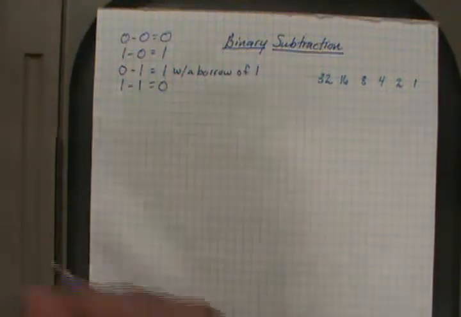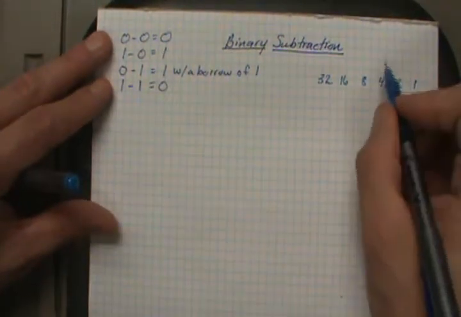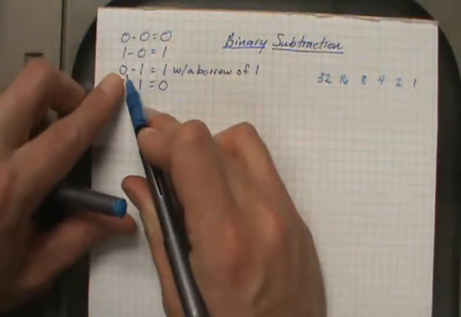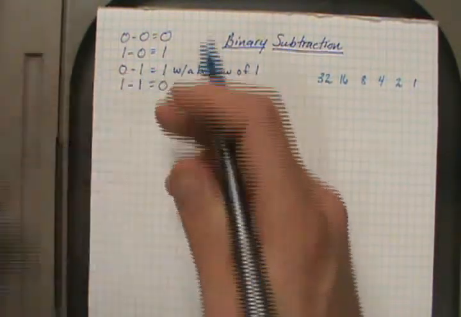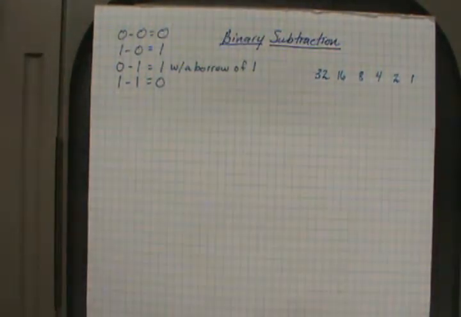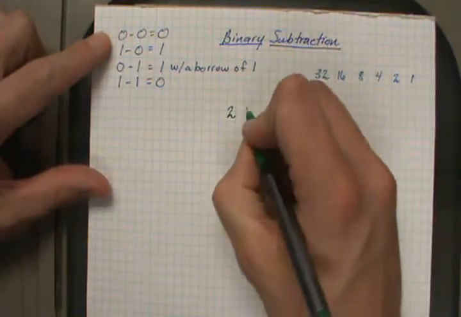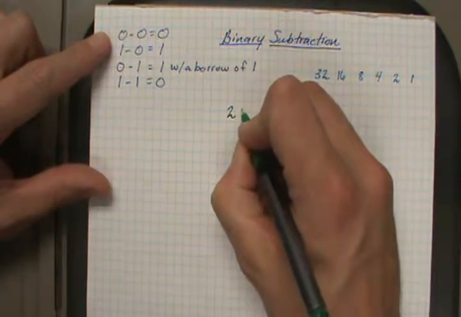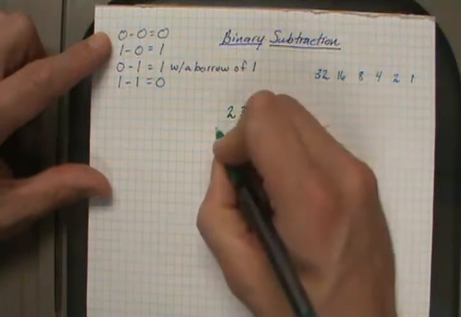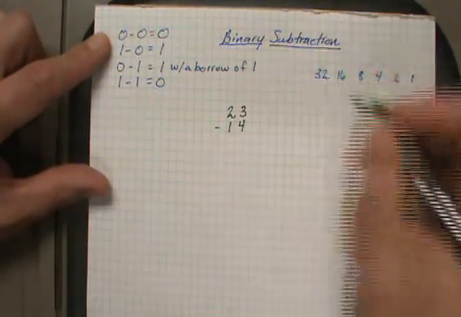With the subtraction, it's a little bit different. We actually have to borrow from further down the line so that we can populate what otherwise would be a 0, so that we can make that work out. To give a brief illustration of that, let's say 23 minus 14.